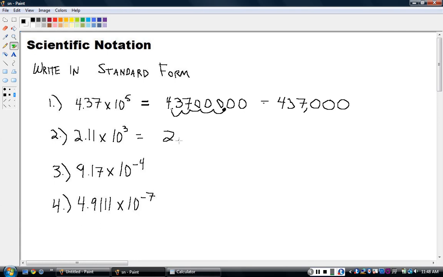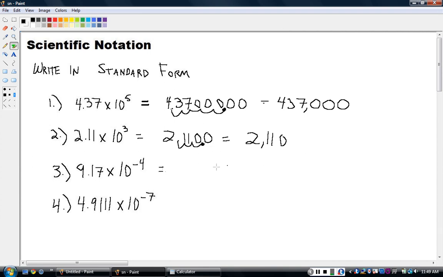Okay, next one. 2.11 times 10 to the 3rd, so 2.11. We need some zeros to be safe, just do a few of them. Okay, and then move it 3 spots. 1, 2, 3. It's making that number bigger, right? It's now 2110. That's where the decimal place is. I don't need that 0 afterwards because 0.0 doesn't change the number. So it's just 2,110.